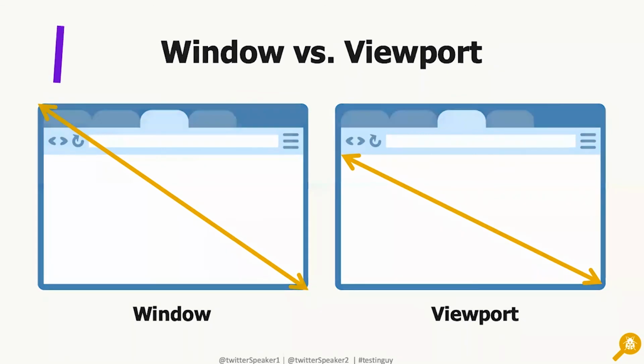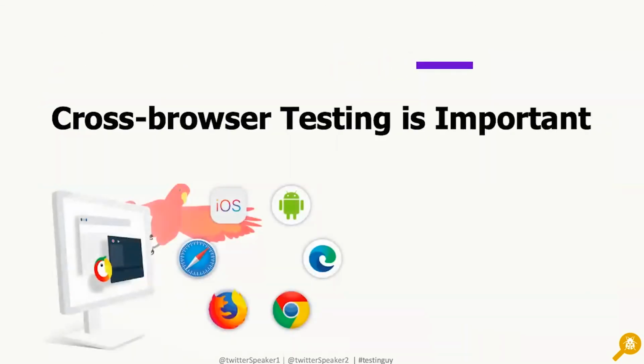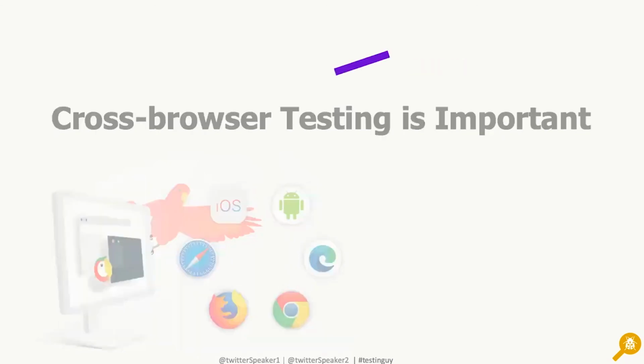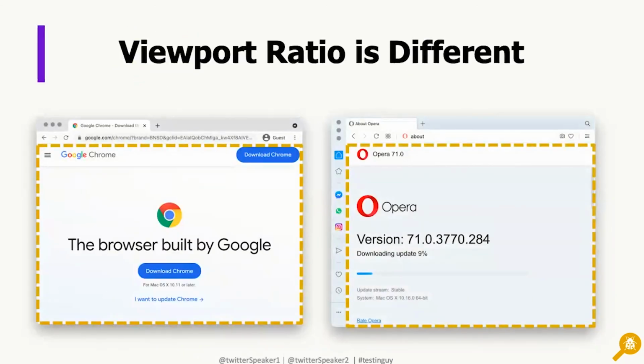As you know, cross-browser testing is a very important type of testing to ensure that the same website can function correctly on different browsers. And every browser can be slightly different in their layout of the tabs or address bar or whatever is outside of the viewport. One of the most noticeable examples is the Opera browser. As you can see right here, it has this toolbar on the left. So this would make the ratio of the viewport completely different from a Chrome browser that has the same window size.